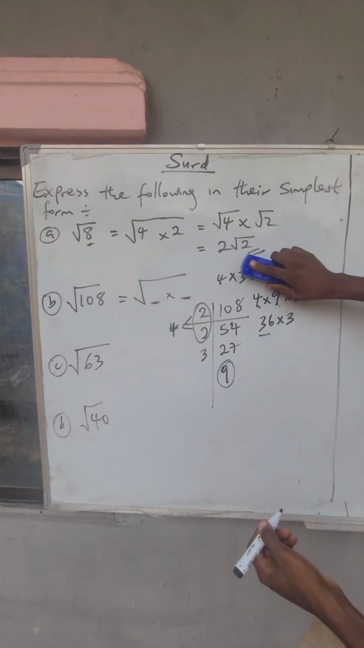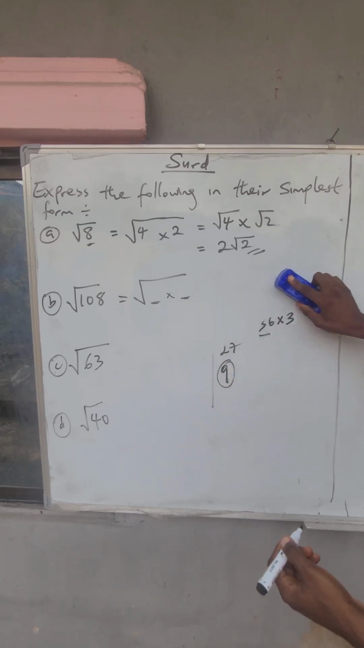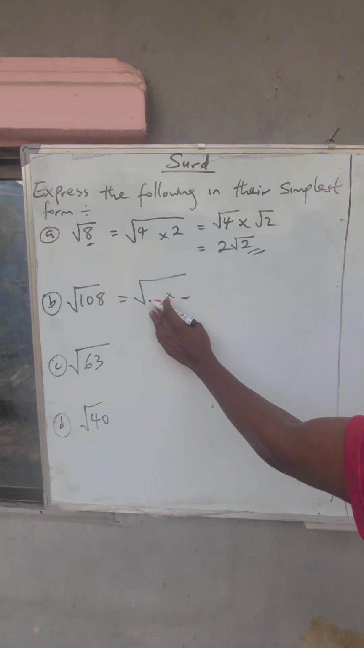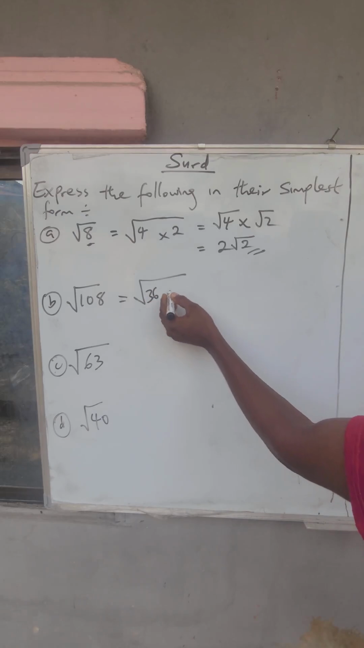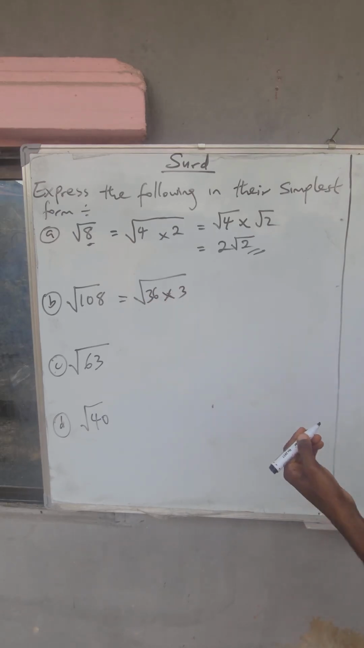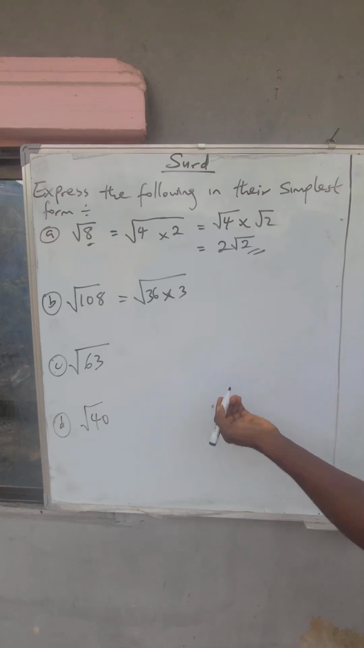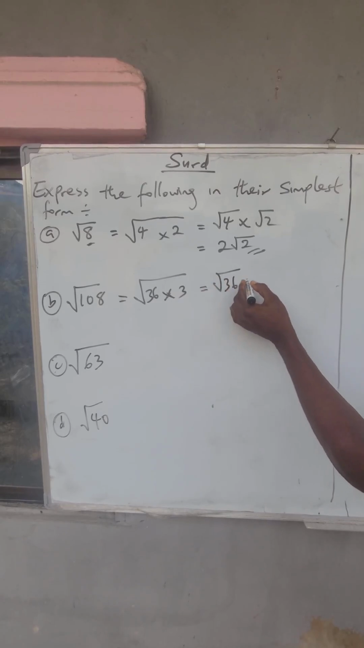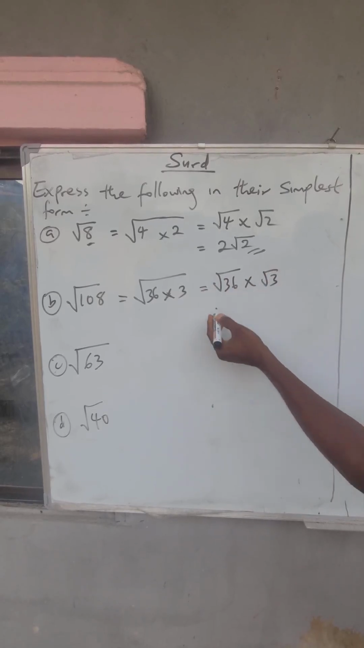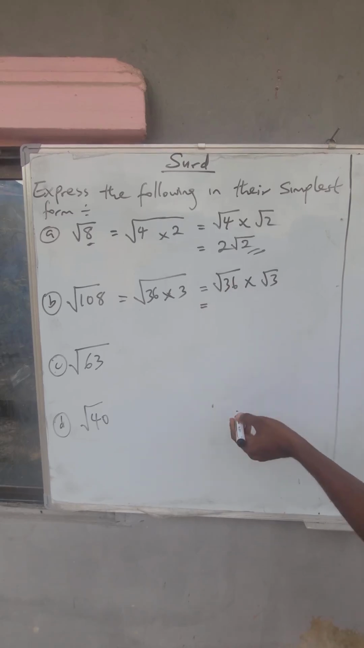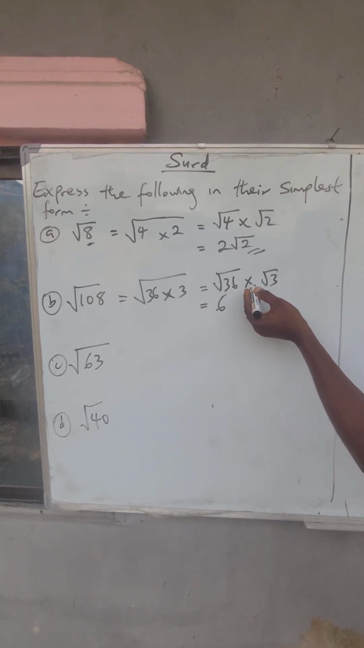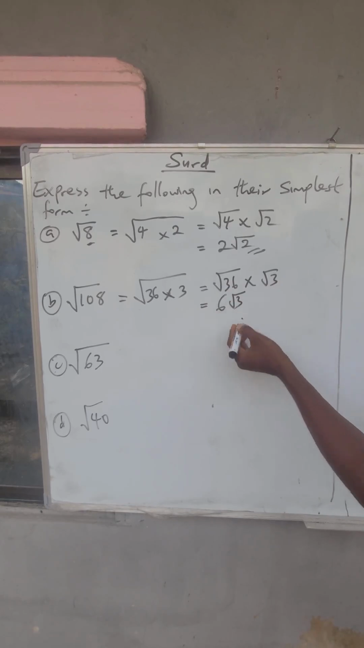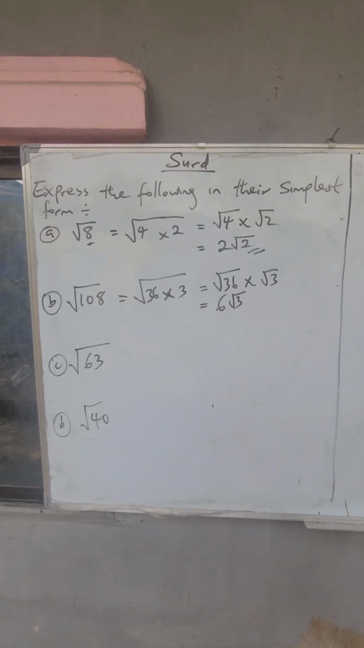So therefore, I have 36 times 3. This is a perfect square and this isn't. So you have root 36 times root 3. And what is the square root of 36? 6. 6 times root 3 gives you 6 root 3. Did you get that?